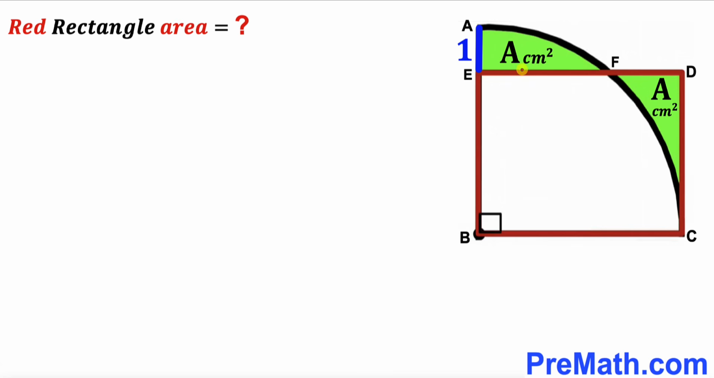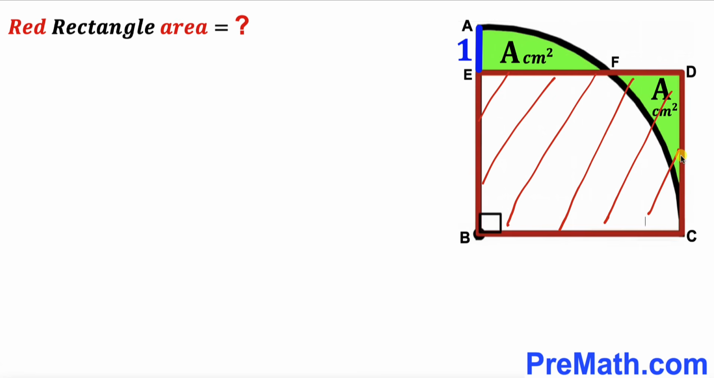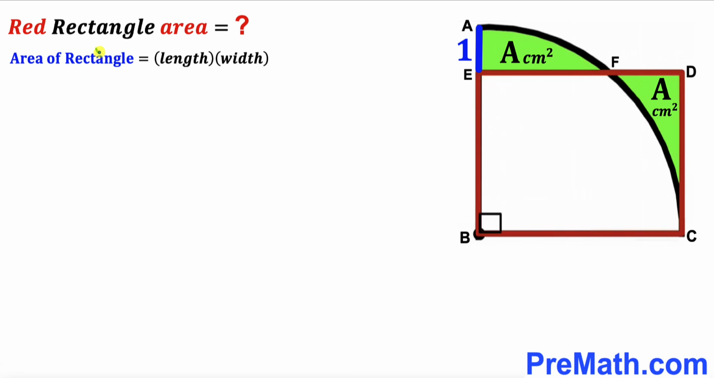Since we are interested in calculating the area of this red rectangle BCDE, let's recall the area of a rectangle formula. Area is always equal to length times the width of the rectangle. In our case, the length of this red rectangle is going to be BC, which is unknown, and likewise the width of this red rectangle is going to be BE. This is unknown as well.